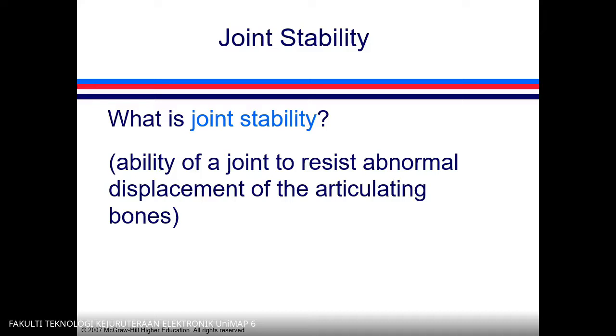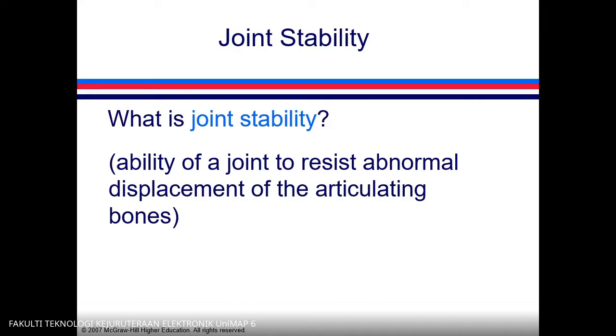This is the famous question always asked in the test or in the final exams. The question is like this: can you explain briefly or differentiate between joint stability and joint flexibility? There are two terms here, stability and flexibility. So what is joint stability? It is the ability of a joint to resist abnormal displacement of articulating bone.